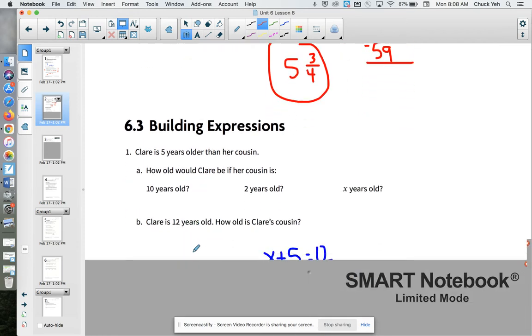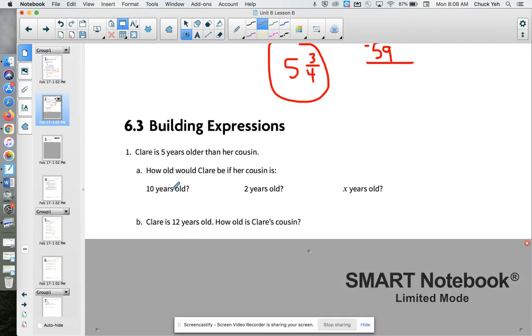All right. 6.3, building expressions. Claire is 5 years older than her cousin. How old would Claire be if her cousin is 10 years old? Claire is 5 years older. So 10 plus 5 is 15.